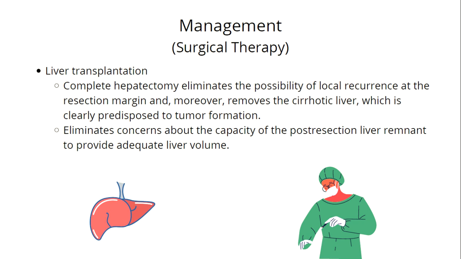Next is the liver transplantation. Complete hepatectomy eliminates the possibility of local recurrence at the resection margin and, moreover, removes the cirrhotic liver, which is clearly predisposed to tumor formation. It also eliminates concerns about the capacity of the post-resection liver remnant to provide adequate liver volume.